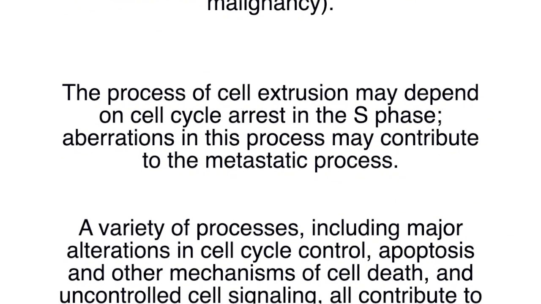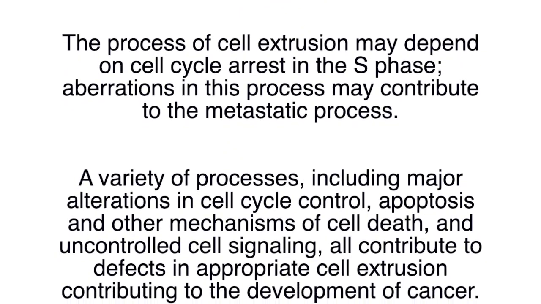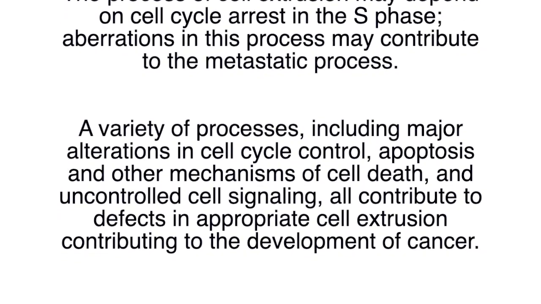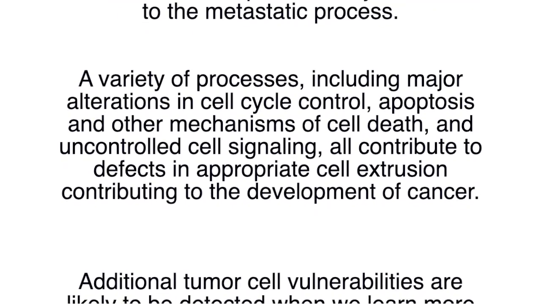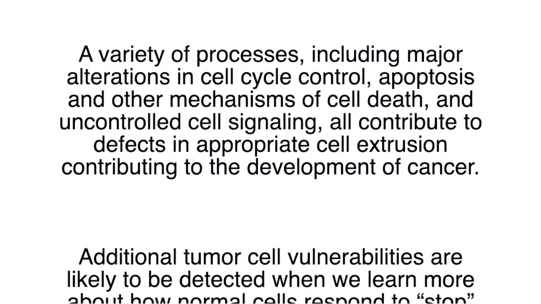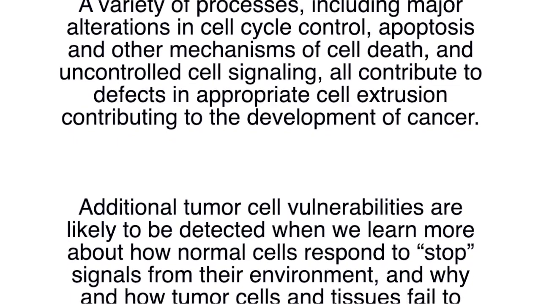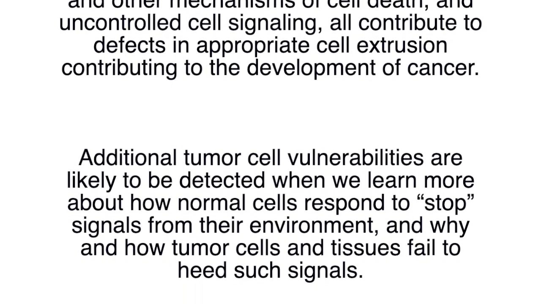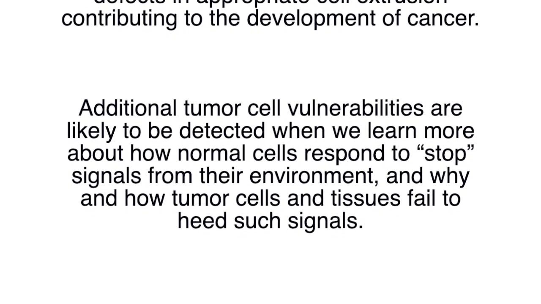The process of cell extrusion may depend on cell cycle arrest in the S phase. Aberrations in this process may contribute to the metastatic process. A variety of processes, including major alterations in cell cycle control, apoptosis, and other mechanisms of cell death, and uncontrolled cell signaling, all contribute to defects in appropriate cell extrusion, contributing to the development of cancer.